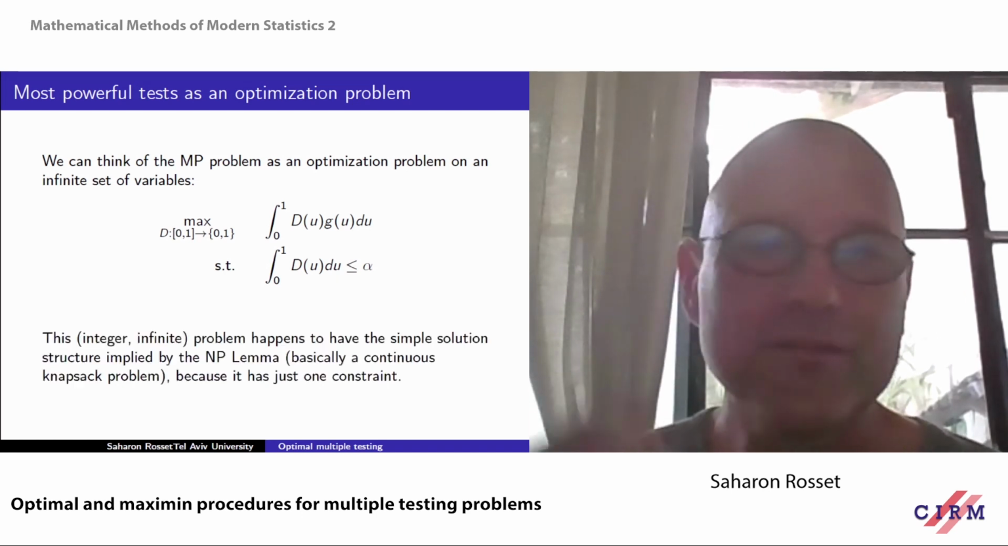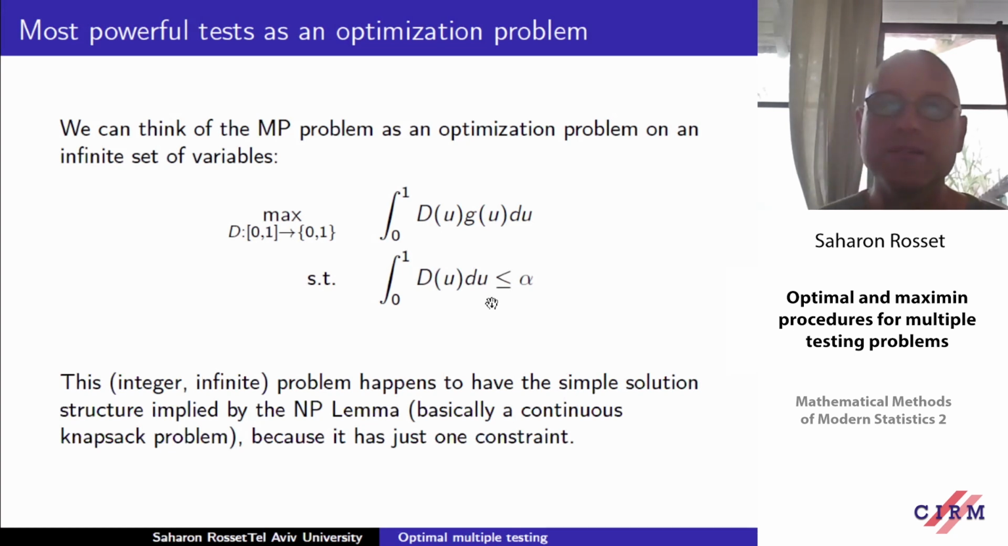And the interesting, maybe slightly surprising thing is that this problem, which is infinite because we have a continuous set of points where we have to make decisions, and it's integer in the sense that we require integer decisions, happens to have this very simple optimal solution that's suggested by the Neyman-Pearson lemma. We can just think of it as maybe a continuous knapsack: looking at the ratio between the objective and the constraint at every point in our space, and putting into our rejection region the points with the high ratio, and doing that until we attain the constraint.